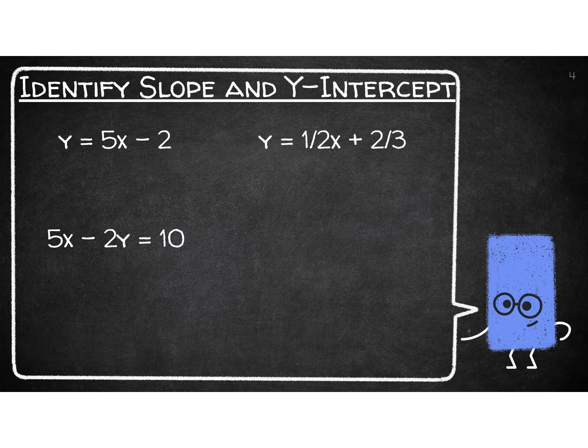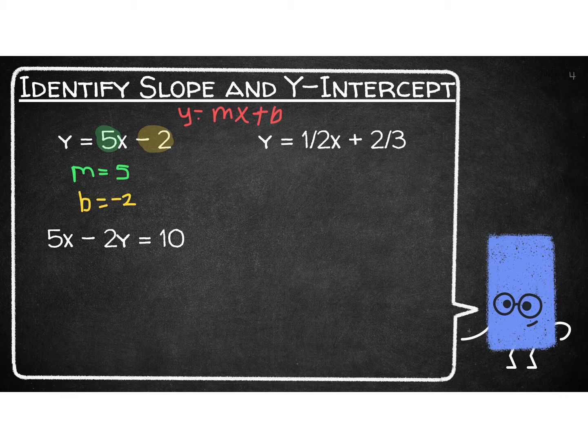For these first examples, we are going to be identifying the slope and y-intercept from an equation. The first thing you need to do is make sure that it is in y equals mx plus b format, because then you have your m and you have your b. The m is whatever is before the x, and the b is whatever is by itself. Once it is in the proper format, you can easily identify the m is 5, and in this case, the b is negative 2.